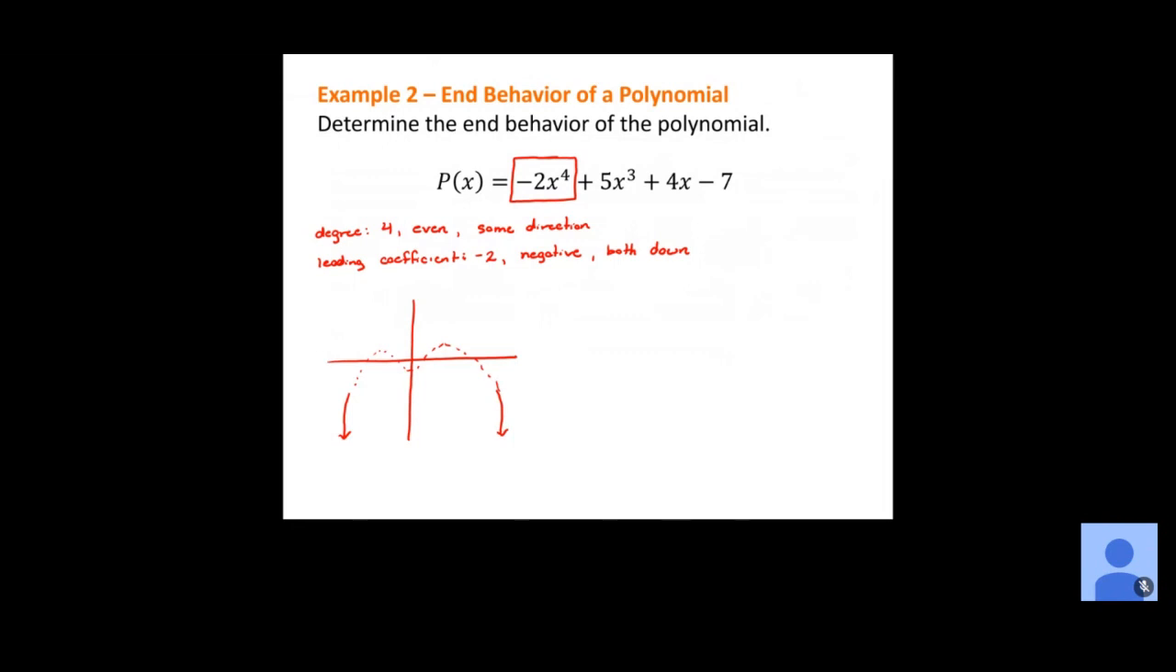Again, the way we would describe that is we would say that y is approaching negative infinity as x approaches negative infinity, and y is approaching negative infinity as x approaches positive infinity. So the first piece tells us what's happening on the left-hand side of that graph, and the other one tells us what's happening on the right-hand side of that graph.